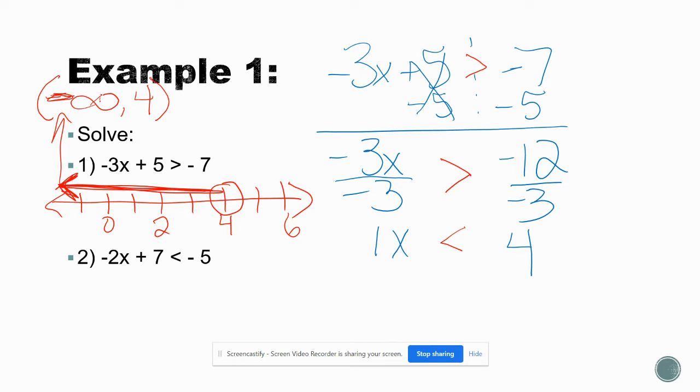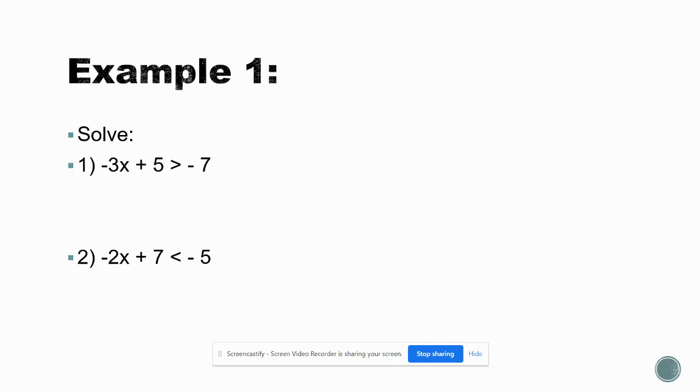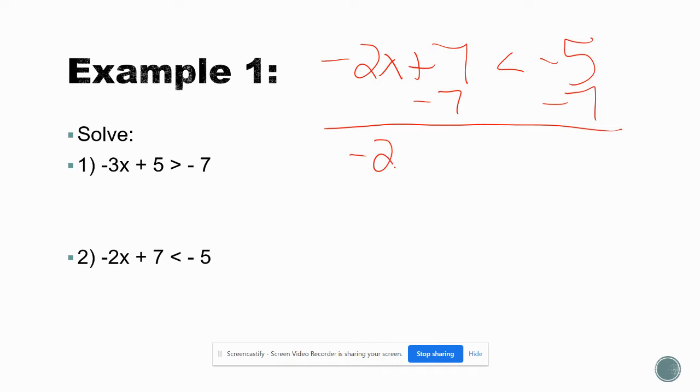Let's try this with example 2. So we have negative 2x plus 7 is less than negative 5. Again, same steps as if that was an equal sign. So I would start with subtracting 7 from both sides. We have negative 2x, negative 7 and 7 add to 0. We don't change the inequality sign because we're subtracting. It stays the same. Negative 5 minus 7 more is negative 12.